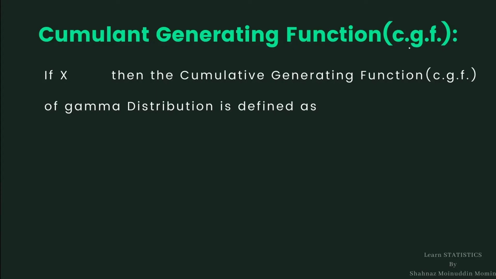Cumulant generating function is abbreviated by CGF. Let us start with the definition. If X follows gamma with parameters theta and n, then the CGF of gamma distribution is defined as K_X(t) equal to log of M_X(t), where M_X(t) is the MGF of a random variable X. Here log is a natural logarithm, log to the base e.